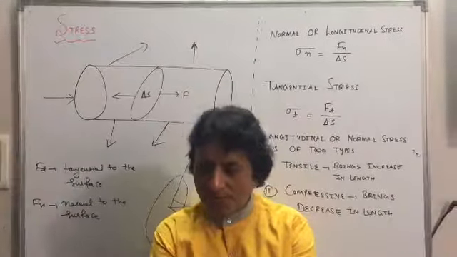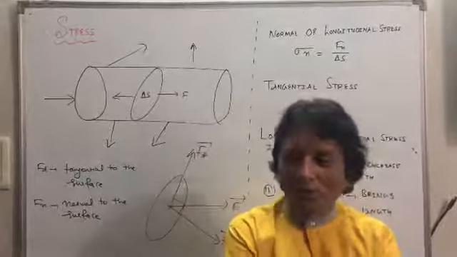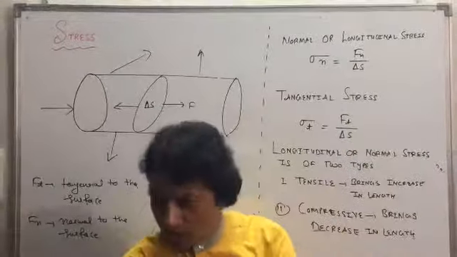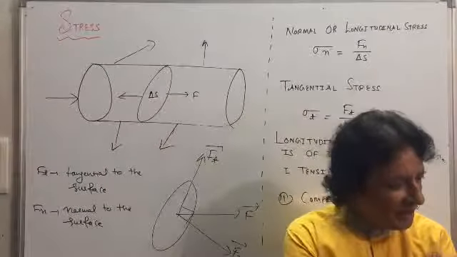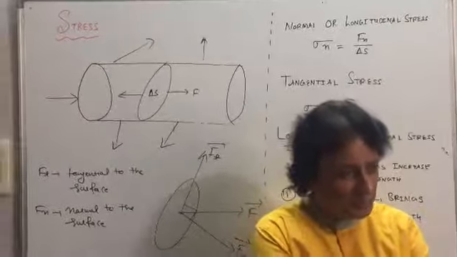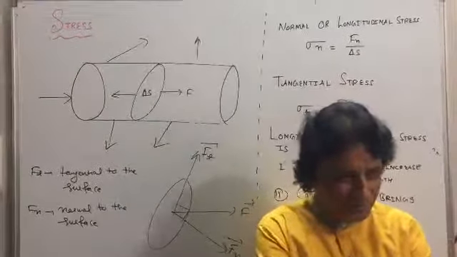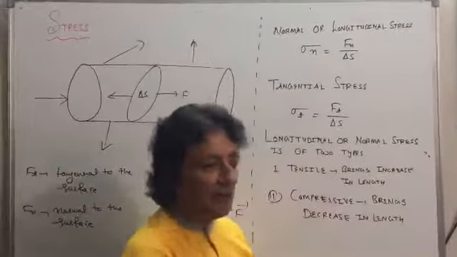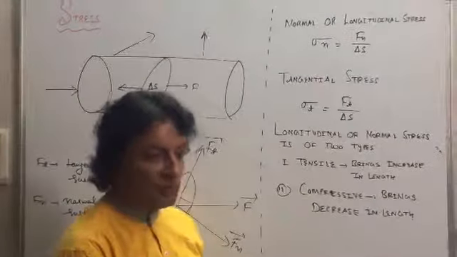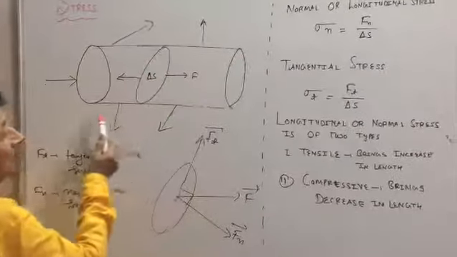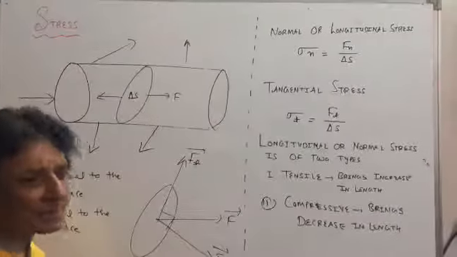But in elasticity, to understand stress, I need two things, force and area, because I have just told you stress is like pressure. So I need force and area. How in elasticity do I explain stress? See students, this is a metal wire or any elastic material.